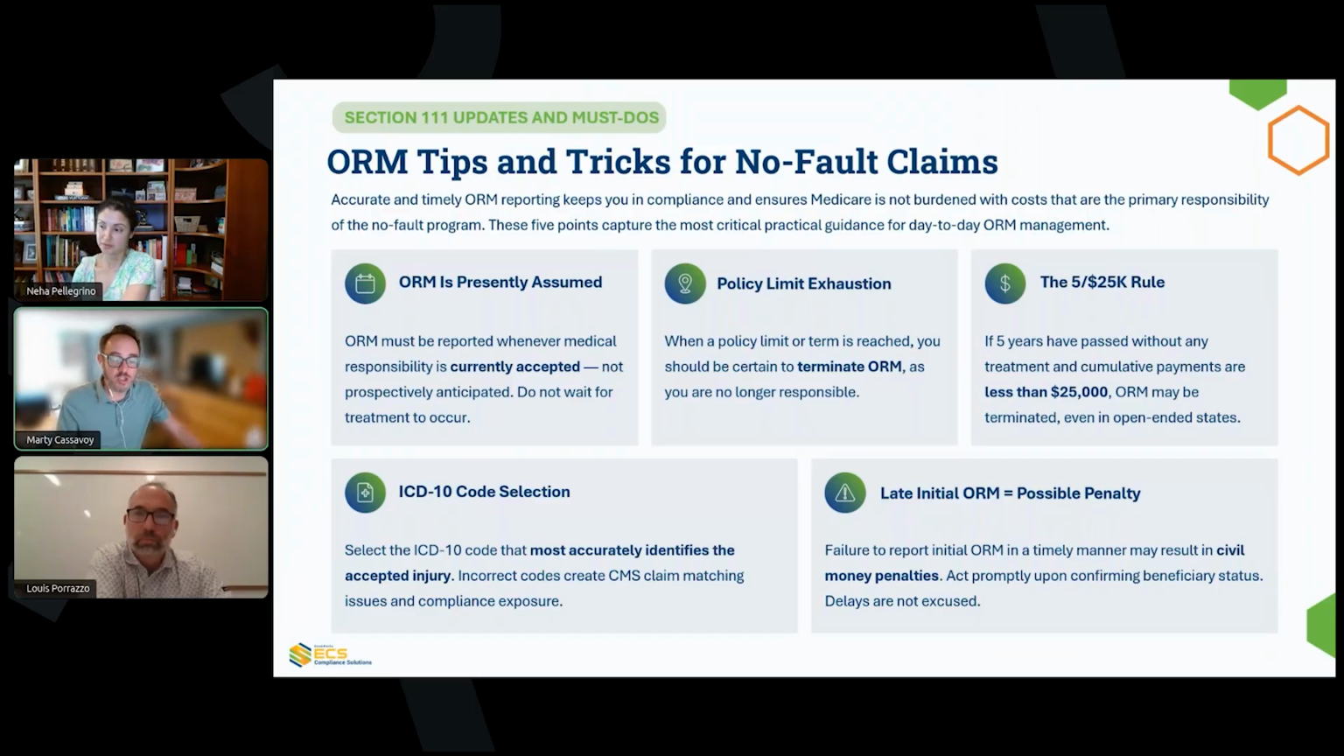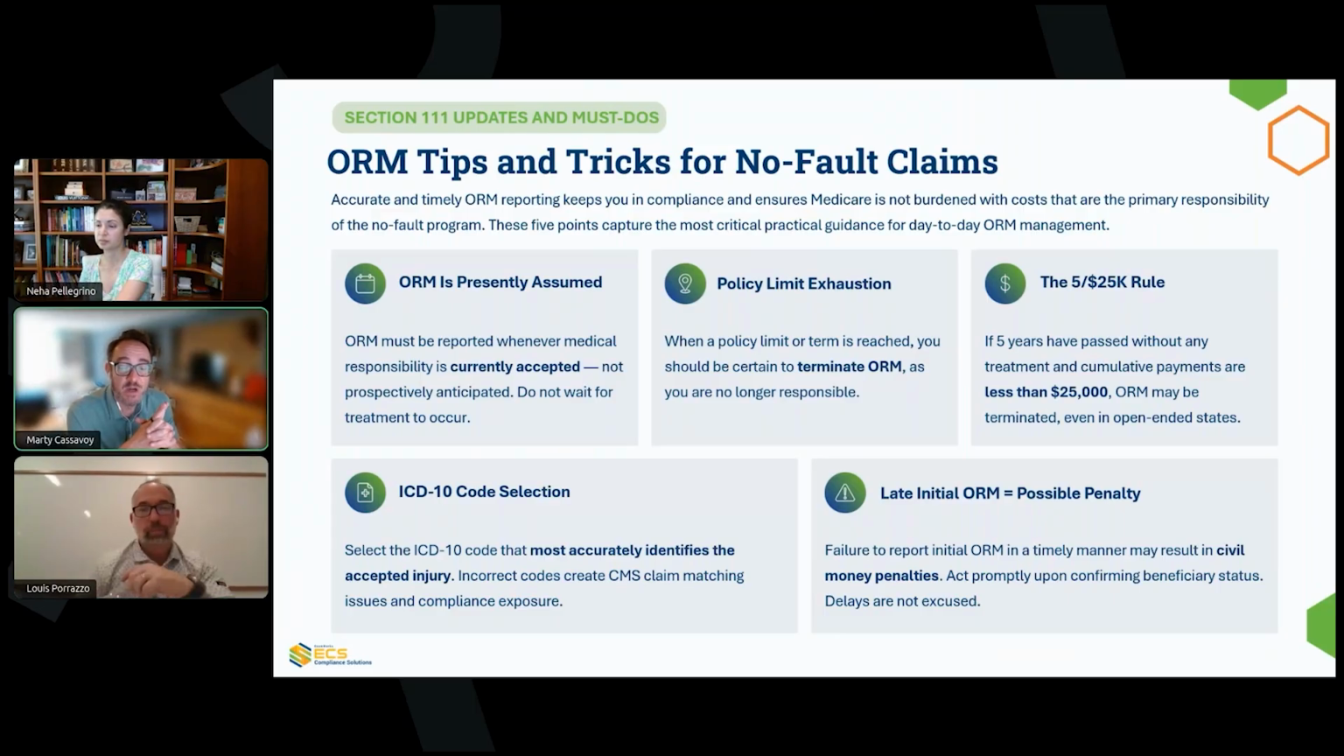You had the opportunity to terminate. Now, there's a way to go about dealing with that, and you can get that resolved, but the fastest, easiest way to do that is to terminate ORM timely. Now, in some states where there are large dollar limit policies that can go on for a very long time, for example, like in Michigan, where we still have lifetime PIP, lifetime no fault in a lot of ways, in a lot of cases.